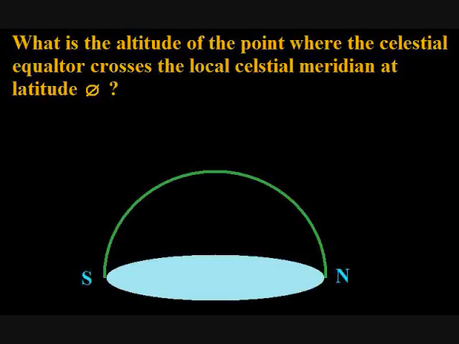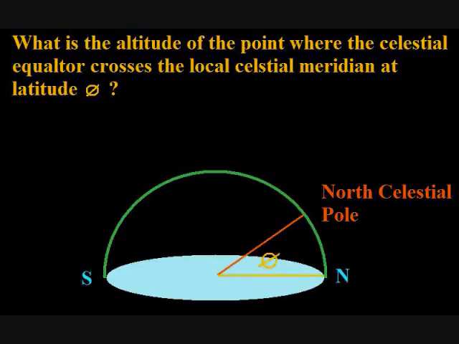Then draw a line from the observer to the point on the sky that's the north celestial pole. Notice that the angle between the horizon and the north celestial pole is given by the latitude. This makes sense because at the north pole, the north celestial pole is directly above you, and at the equator, the north celestial pole is directly on the horizon.